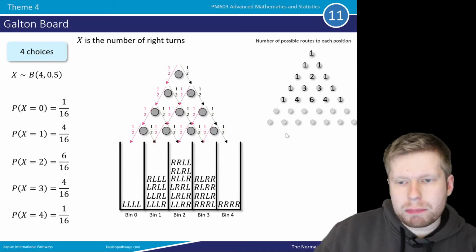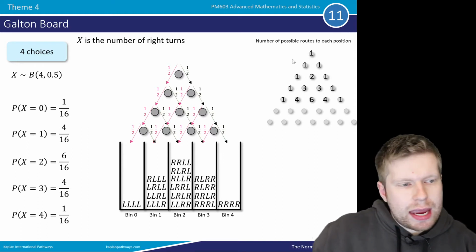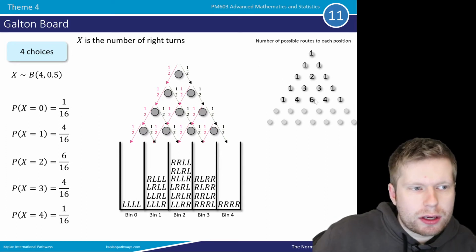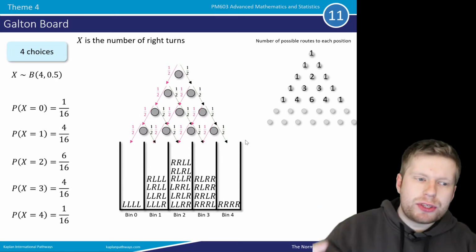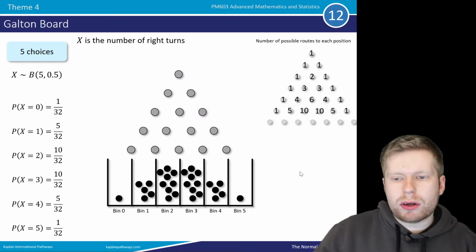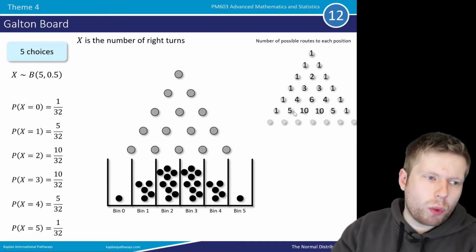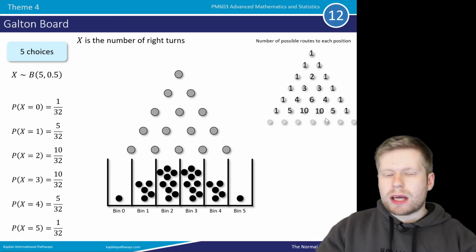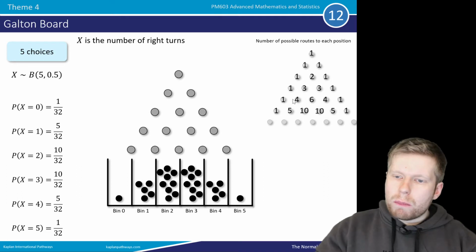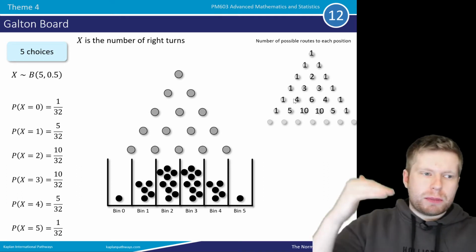Okay, so hopefully you notice a pattern. Now have a look over here at the right hand side, because I'm keeping track of the number of different possible routes there are to each position. I'm kind of doing it by counting, okay? But you might recognize the numbers if I keep going. So 1, 5, 10, 10, 5, 1. Basically what I'm doing is adding together the number of routes to get to the previous positions, okay?